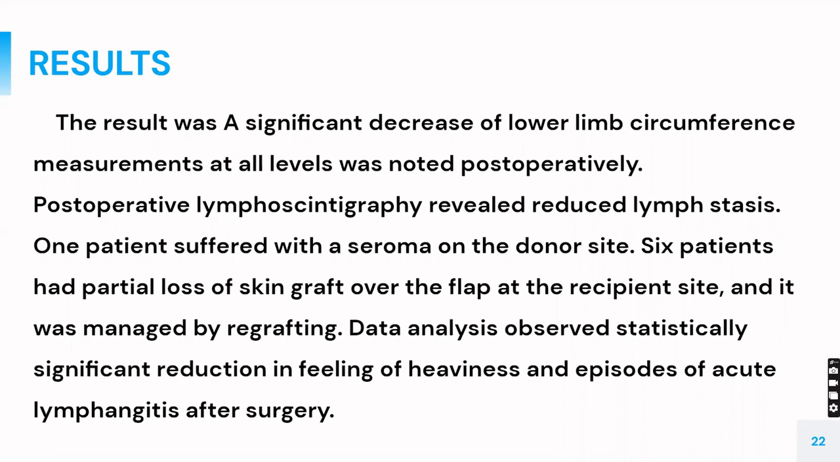Data analysis observed a statistically significant reduction in feeling of heaviness and episodes of acute lymphangitis after surgery.